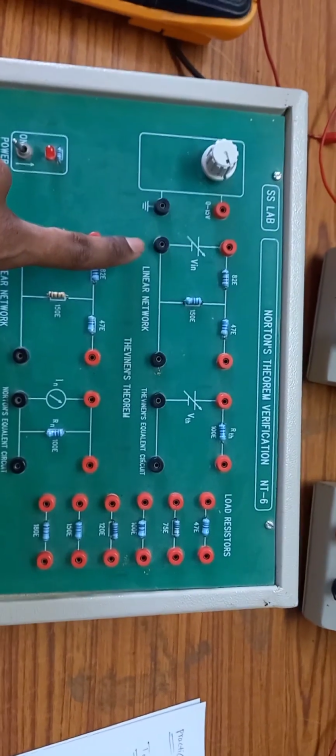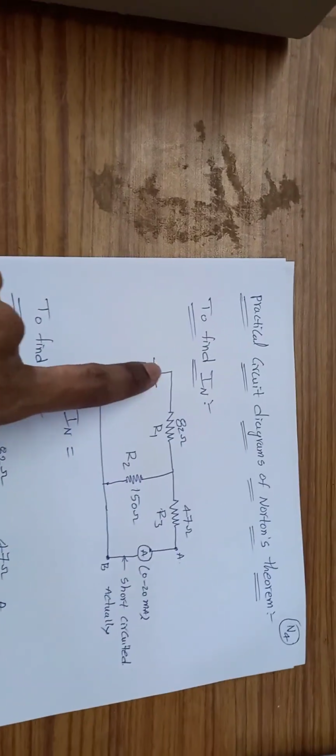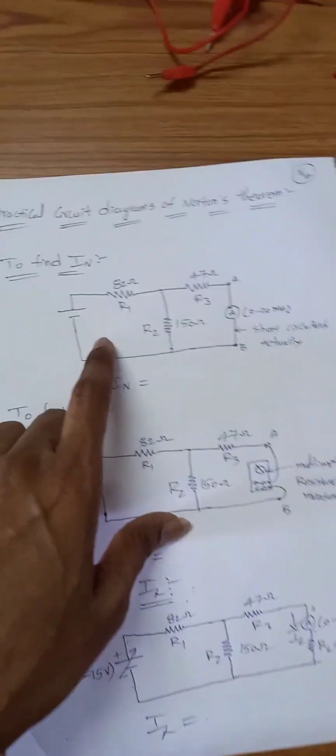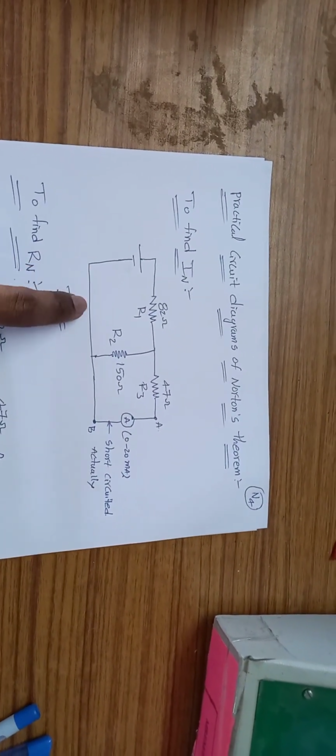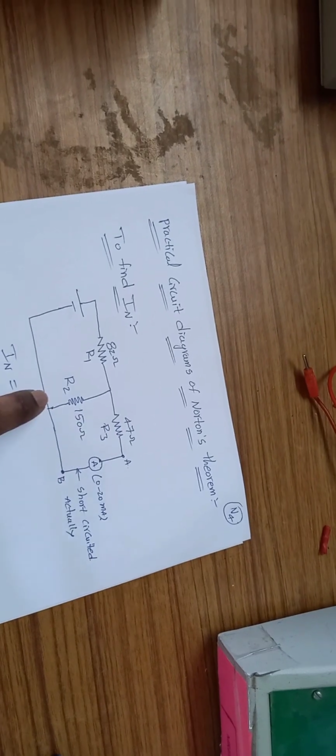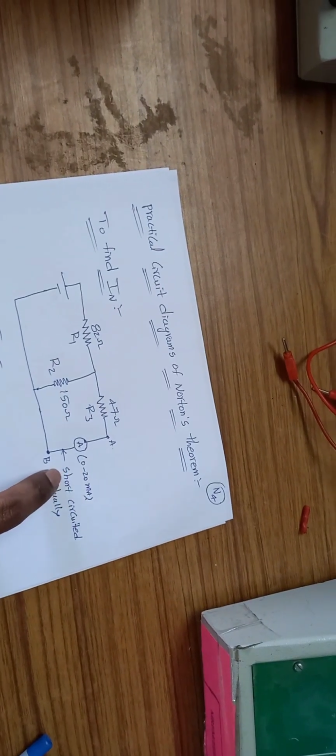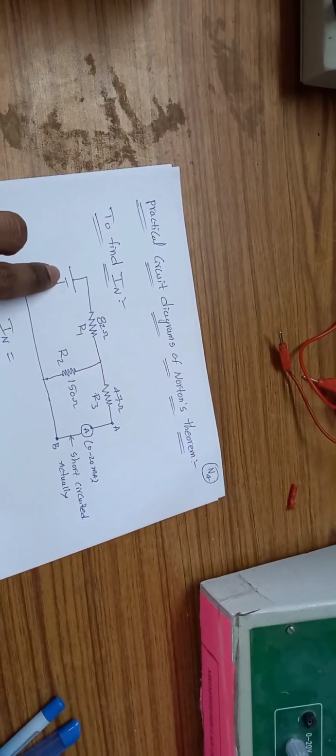Then we will go for practical verifications. First we are going to take the IN circuit connection. According to this circuit diagram we connect in this kit, then we will get the IN current. The 82 ohm, 47 ohm and 150 ohm resistances will not change. Here we need to short circuit the load resistance, and we are taking a 15 volt power supply.